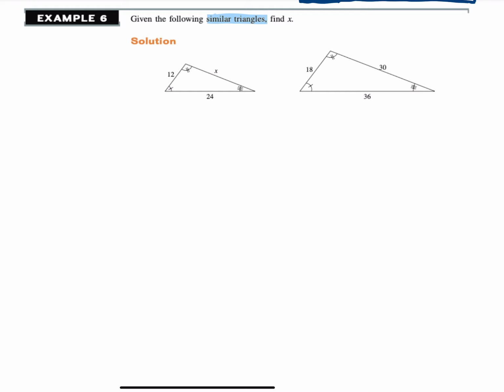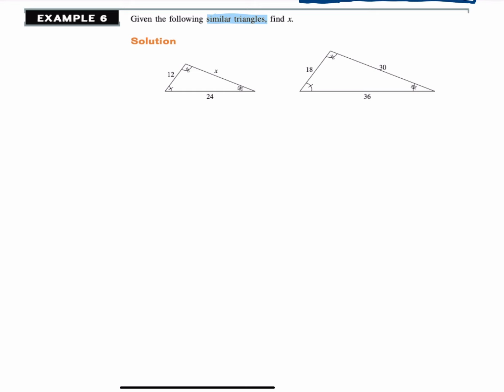Another way to say this is, notice that these two angles are the same. They have the same symbol. These two angles are the same, and these two angles are the same. So they have all of the same angles. It's just the side lengths have been scaled by some proportion. So when you're told that triangles are similar and you're given some unknown side, you can use this fact that they are proportional.